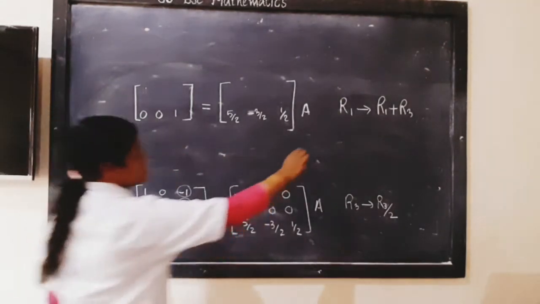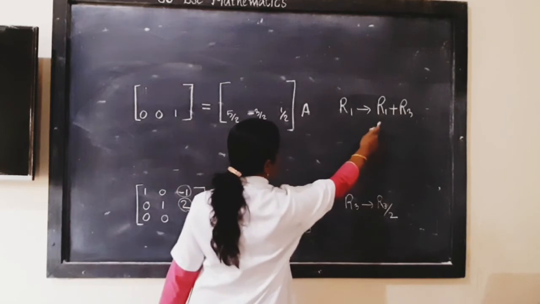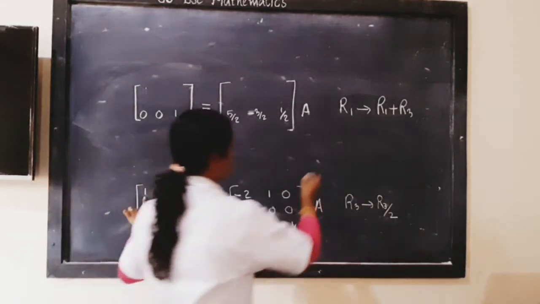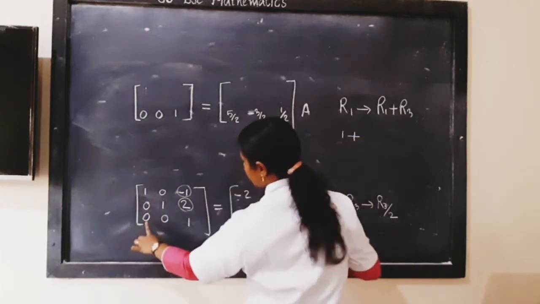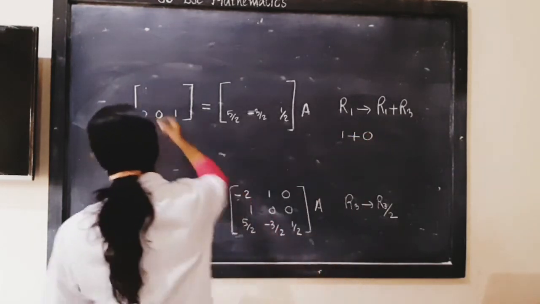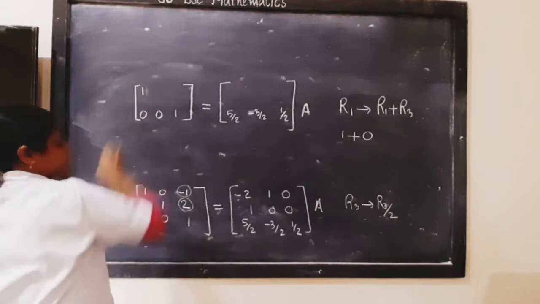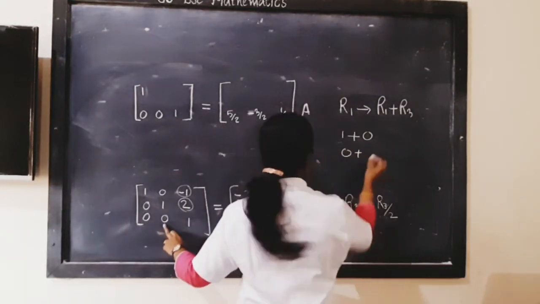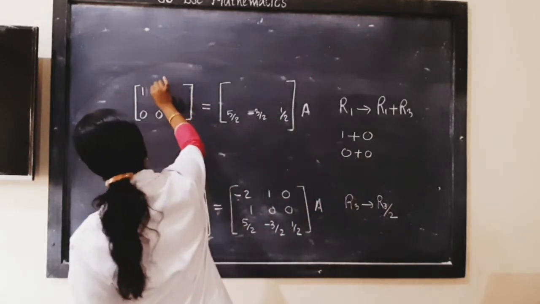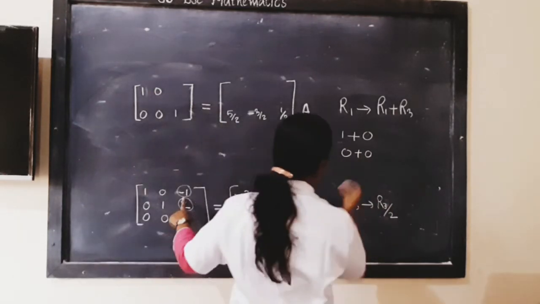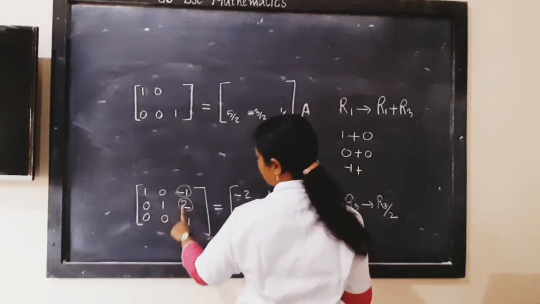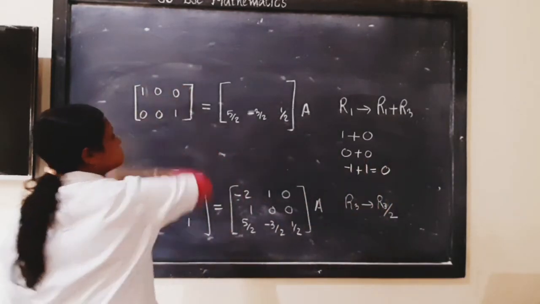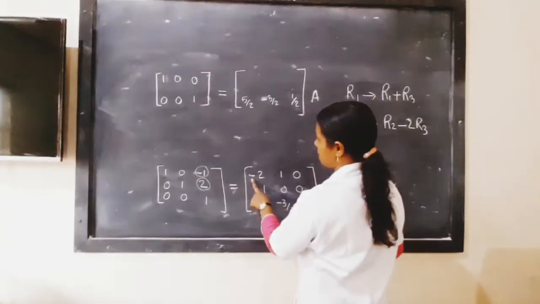Okay, using this transformation R1 tends to R1 plus R3 we write. Here first element is 1. That is R1 is 1. 1 plus here R3 is 0. Okay, we get 1 plus 0, here 1. Next element is 0. We write 0 plus here R3 is 0. Okay, we get 0. Next element is minus 1. That is minus 1 plus here R3 is 1. We get 0.